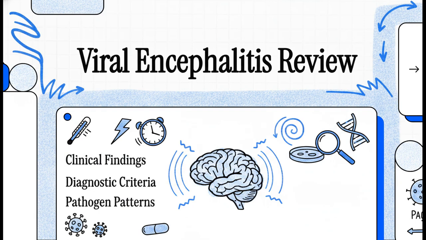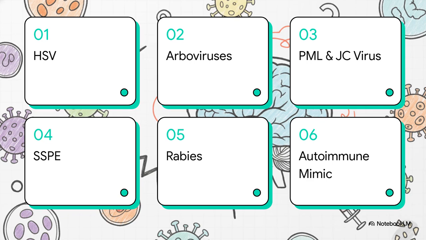All right, let's dive straight into this rapid-fire explainer on viral encephalitis. We're cutting out all the fluff today. We're focusing strictly on those high-yield clinical findings, the sneaky diagnostic criteria, and the exact pathogen patterns examiners absolutely love to go after. If you're looking to crush the neuro ID section of your board exams, you are in the exact right place. We've got a packed syllabus today.